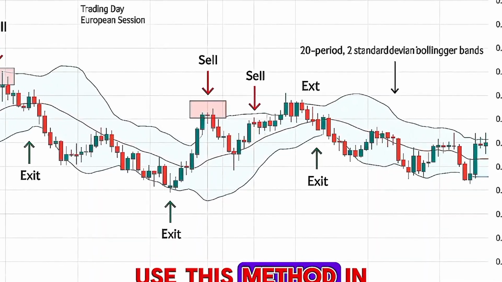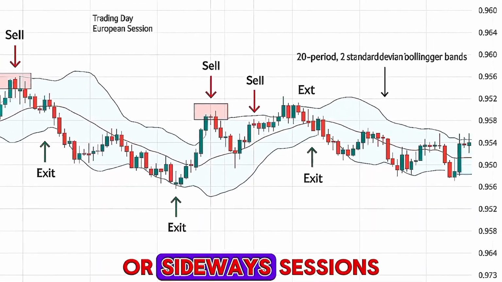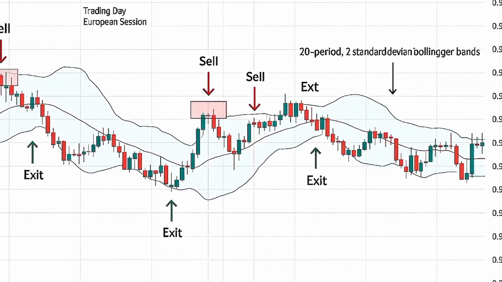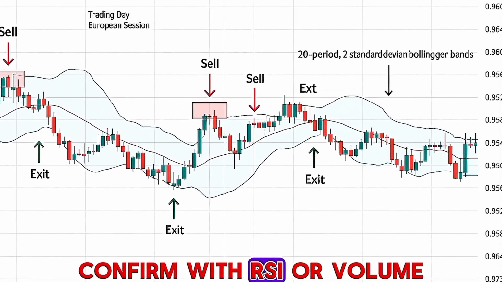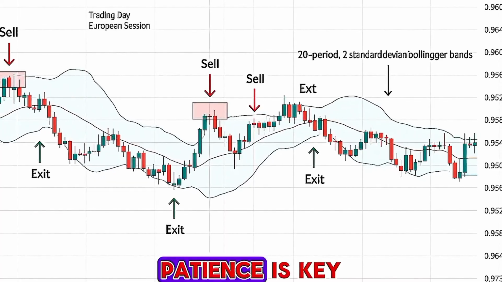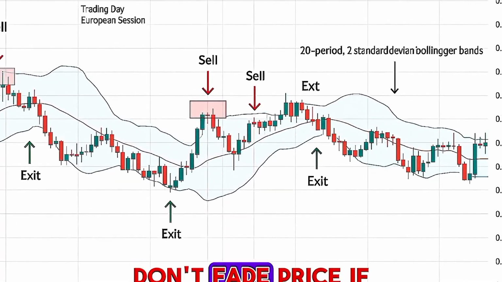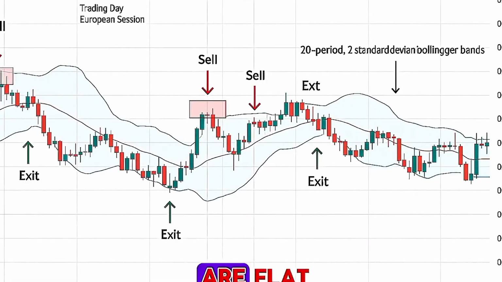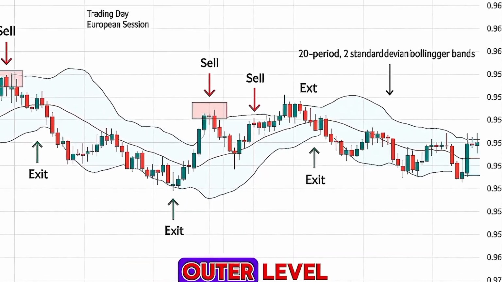Scalpers use this method in ranging markets or sideways sessions where price oscillates between extremes. Confirm with RSI or volume to avoid entering on momentum bursts. Patience is key. Don't fade price if the bands are expanding. Only act when bands are flat and price rejects the outer level.